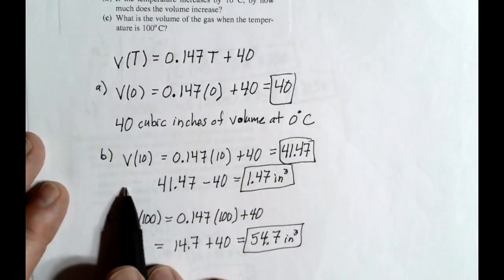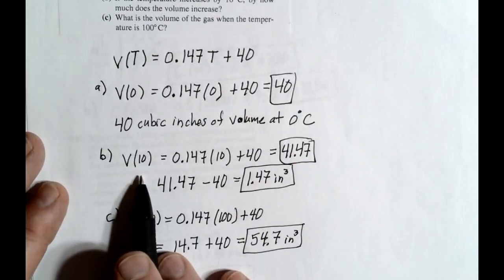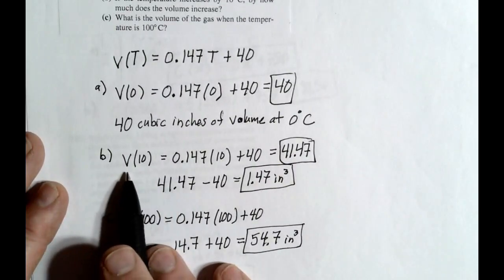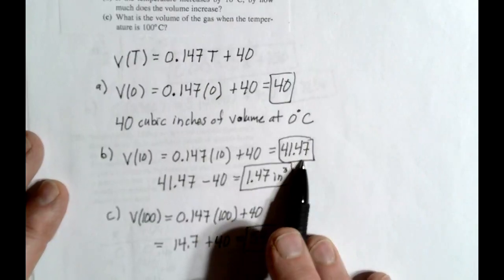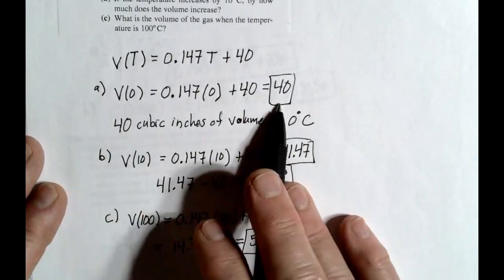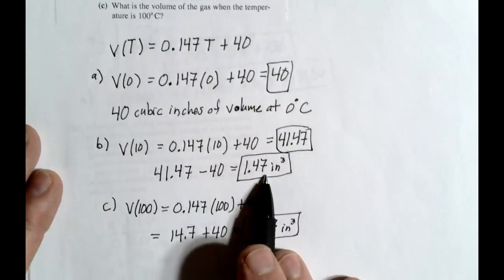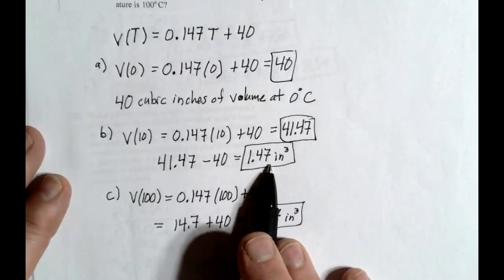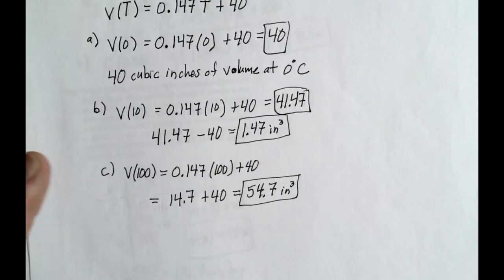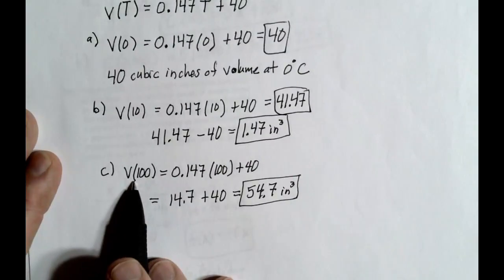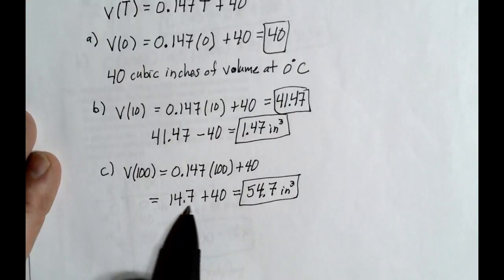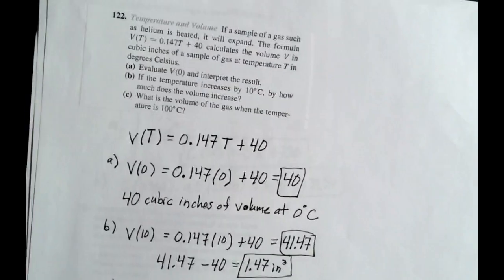Now it says what if the temperature increases by 10? By how much is the volume increased? Well, V of 10 is 41.47, and we know V of 0 is 40, and the difference between the two is your answer. That's how much it's increased by, 1.47. Now they ask you what's V of 100. So you plug in 100 in there and you get 54.7.